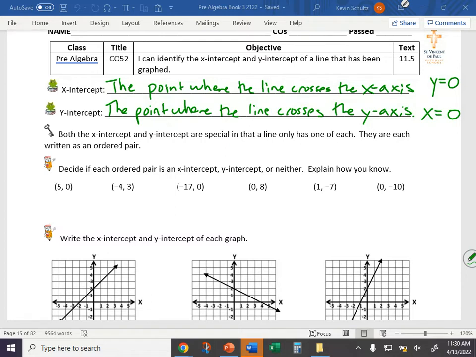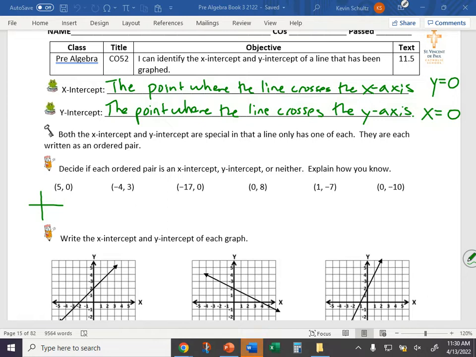Okay. So down here, the first Mr. Heavy Pencil section, our job is to decide if the given ordered pair is an x-intercept, a y-intercept, or neither, and then explain why. So 5, 0. You can think about where that would be on the coordinate plane. Maybe you want to even draw a little coordinate plane and plot where 5, 0 would be. Where would 5, 0 be on the coordinate plane? X-axis, y-axis, or someplace else?